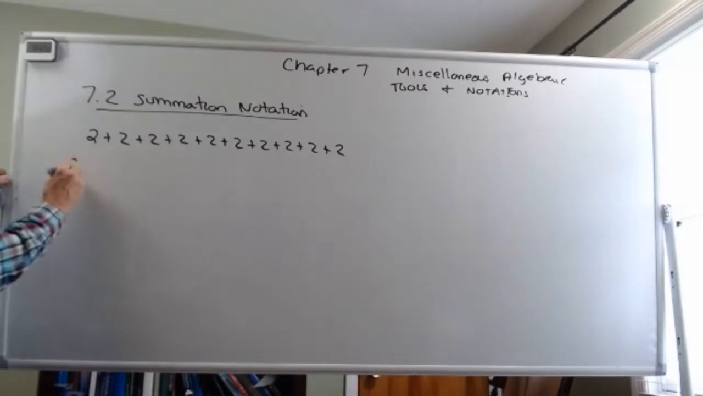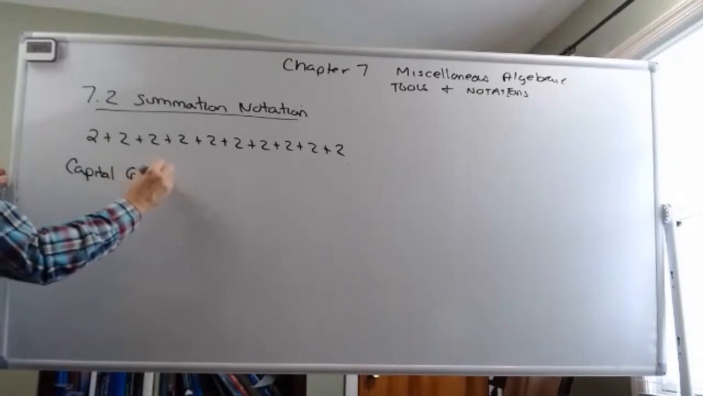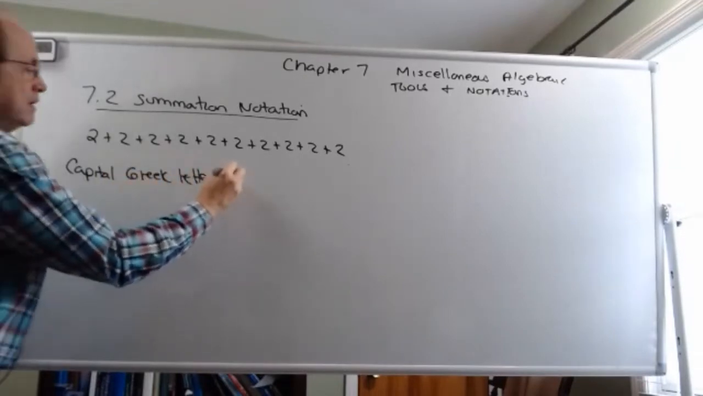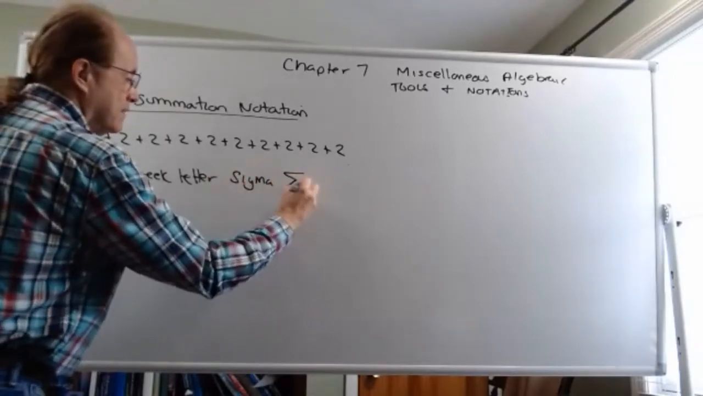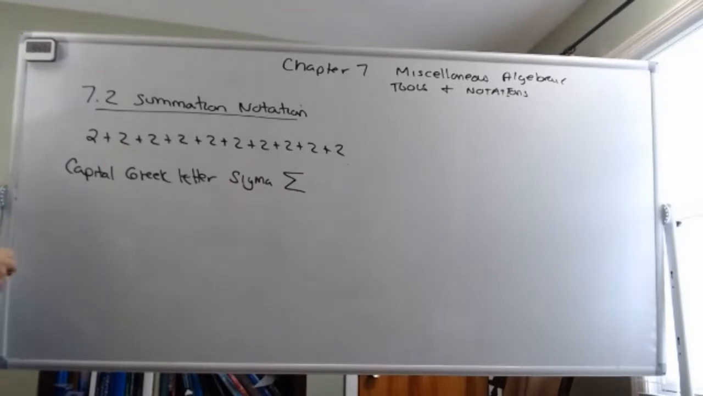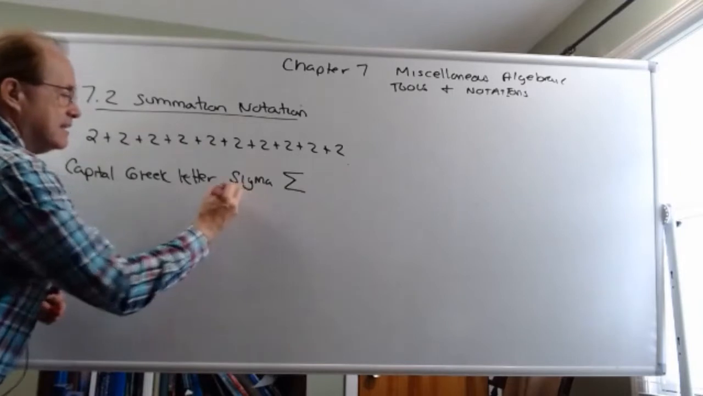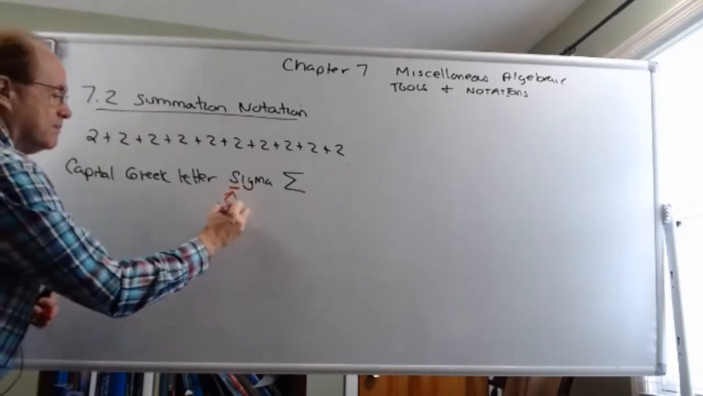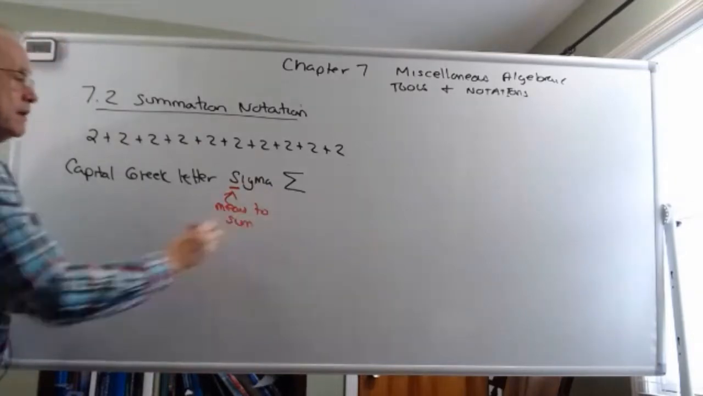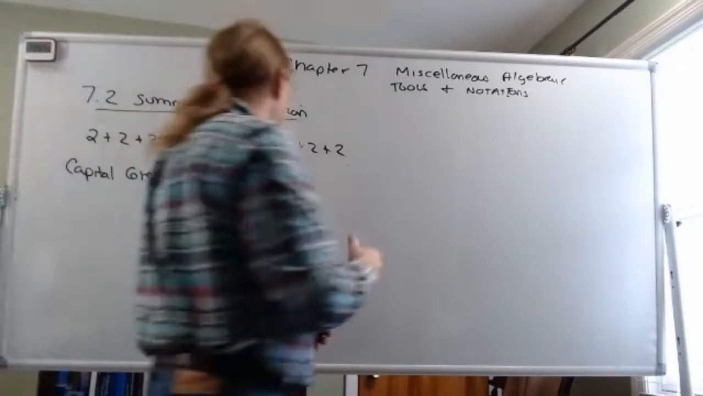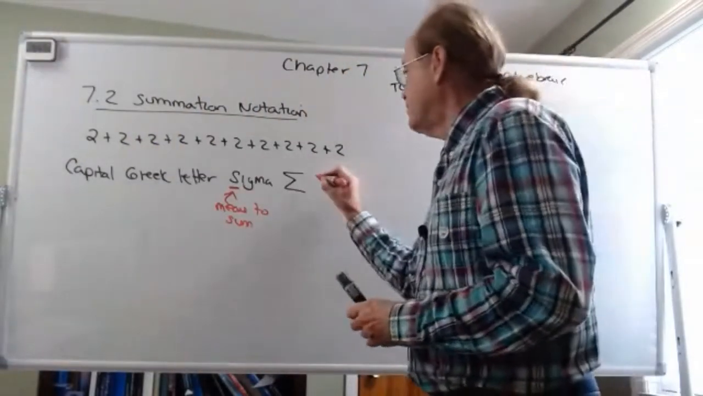And what we're going to do is use the capital Greek letter sigma. And it looks like that. That's sigma. We use sigma because it has the S, and the S in sigma means to sum. So in this case, up above here, I'm going to put that particular example in. I'm going to sum the number 2.